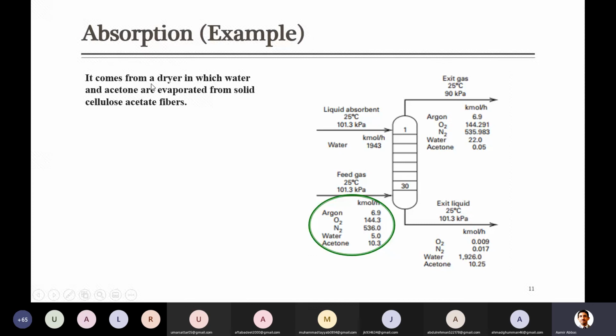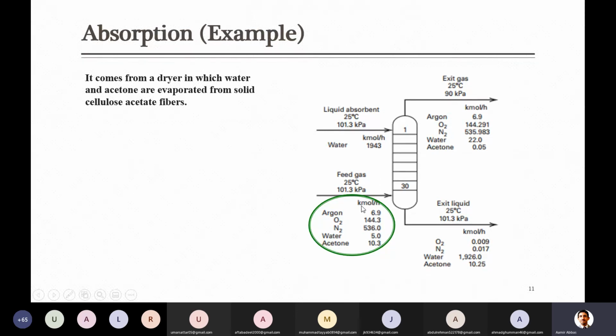And he says that it comes from a dryer. Dryer means the equipment in which we dry some of the stream, so when we pass the air through that, and maybe also we are providing some heat, so we can dry some stream. During this drying operation, the acetone and water are evaporated from solid cellulose acetate fibers, so they become part of this air stream. So when they become part of this air stream, the purpose here is to regenerate the air, so that it can be used again for this process.